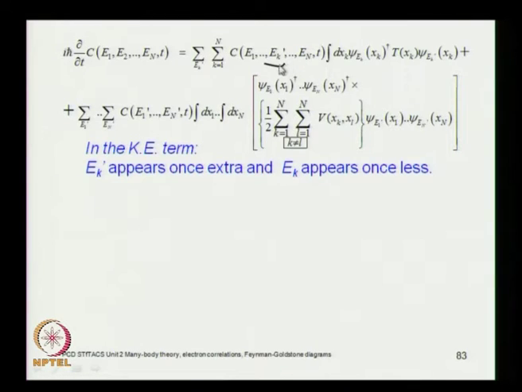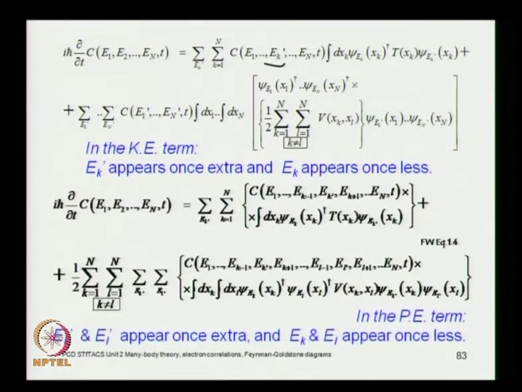Now, this is what happens in the kinetic energy term. In this business, in the occupation number formalism, it is important to count, and you have already seen that in the kinetic energy term Ek prime appears once extra, Ek appears once less, but then there is a summation over k going from 1 through n. In the potential energy term Ek prime and El prime appear once extra and Ek and El appear once less, but then there is a summation over k and l each going from 1 through n.